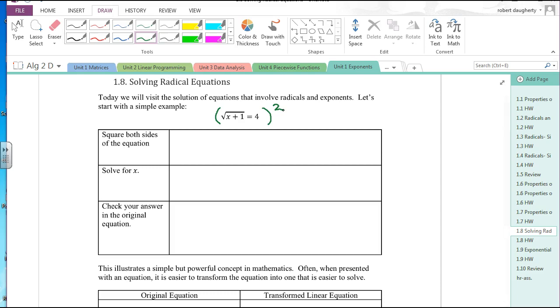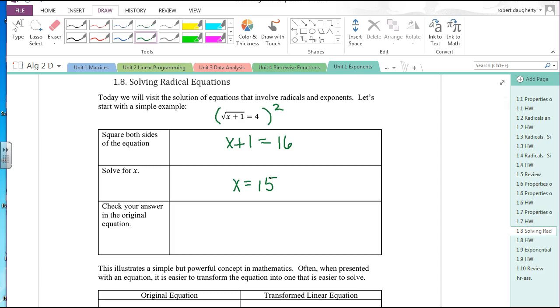What happens when I square the square root of x plus 1? What do I get? X plus 1. What do I get on the right side? 16, okay? This is a linear equation, okay? This is a nonlinear equation. Which of these equations looks easier to solve? The squared one, okay? What does x equal? 15, okay? That's the solution to this guy.